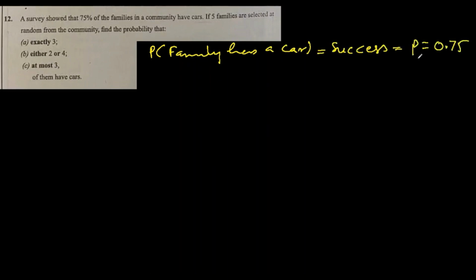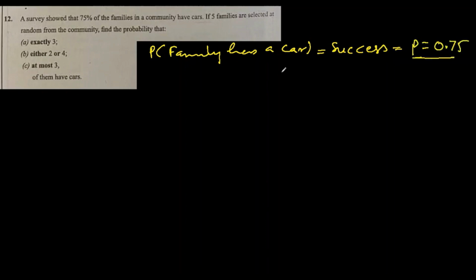Question number 12. A survey shows that 75% of the families in a community have cars. If 5 families are selected at random from the community, find the probability that, and these are 3 options. So we can see that the probability that a family has a car is success. That's what we want, right? And its probability p is equal to 0.75.